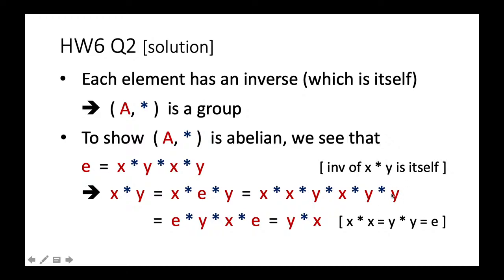and y times y is also equal to E. So this can be simplified to E y x E. E is the identity, so it is equal to y times x. So what we have shown is that for any x and y, we didn't assume special properties about x and y, we will have x times y is equal to y times x. So in that case, this operator is also commutative. So that's why A star is an abelian group. So this is question 2.